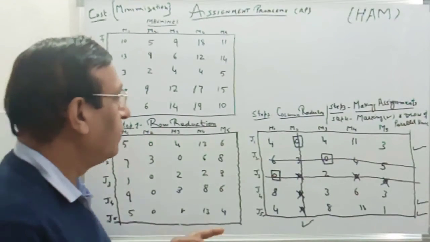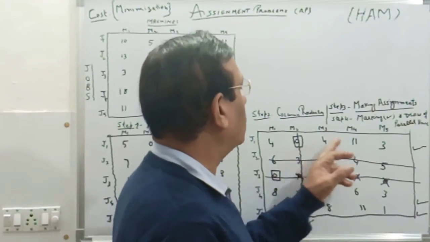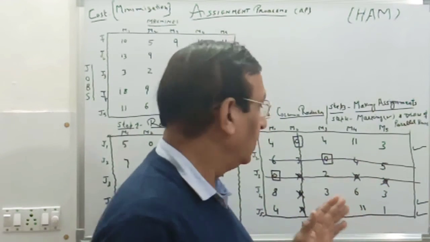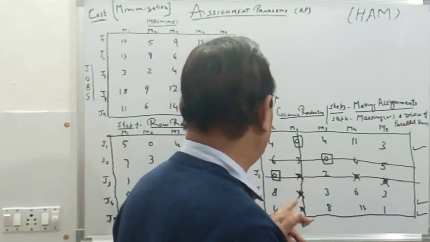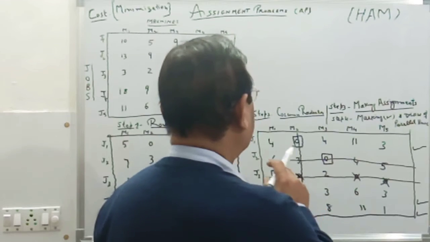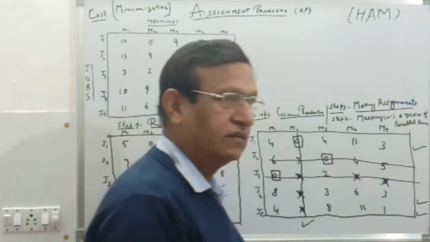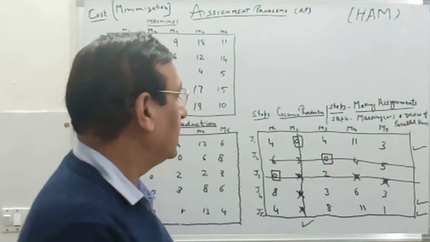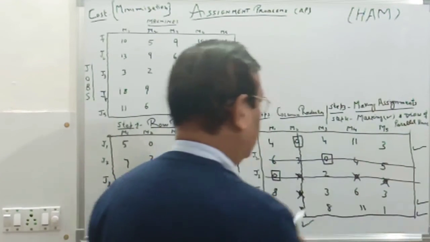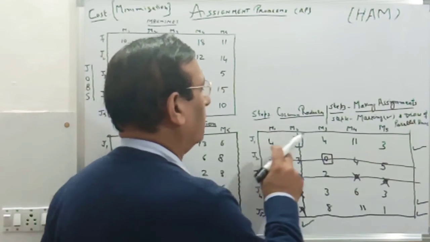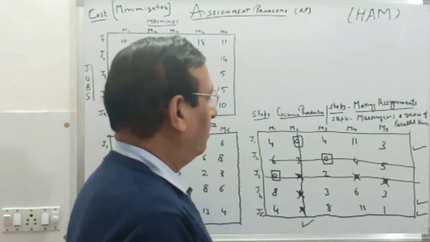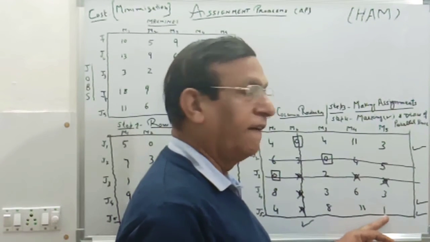For that, you have three types of elements. Number one is uncovered, which is open. Second is the elements lying at the intersection of two lines. And third is elements covered under the line. So what to do? Select the minimum element which is out of uncovered elements. Now you have to see your uncovered elements and find out the minimum element. And this is the one minimum element.